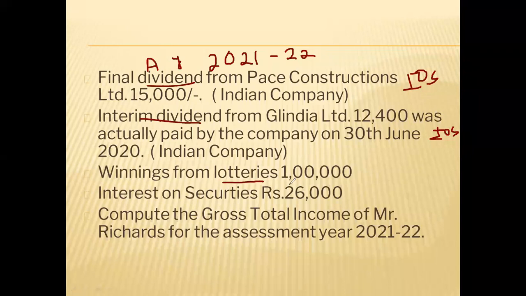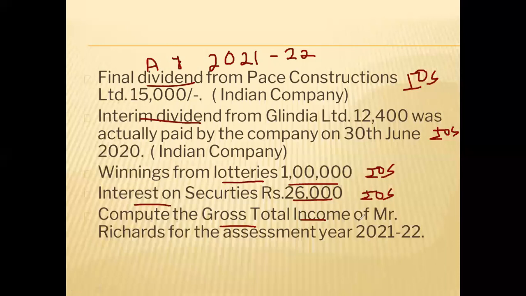Winnings from lotteries are income from other sources. Interest is also income from other sources. So all the income given in this question is income from other sources. There is no specific head of income given in this question. So compute the gross total income of Mr. Richard for assessment year 21-22. Very simple question.